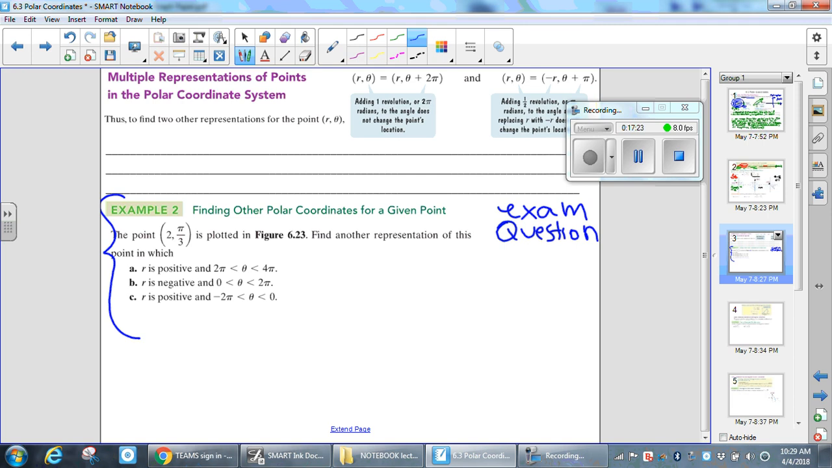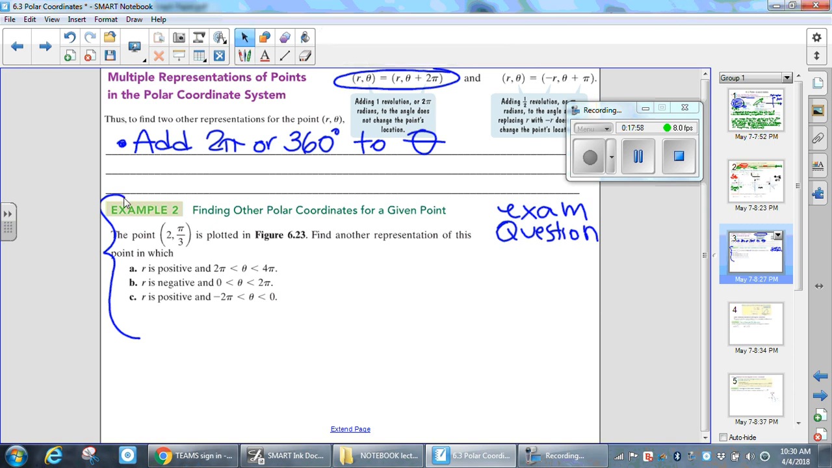Okay, so what we need to do, we could do two things. We could add 2 pi or 360 to theta, just like it says here. That's how we can represent the same point. Right? Because if we add a complete rotation, it will take us to the same point. So that makes sense, right? We keep r the same.